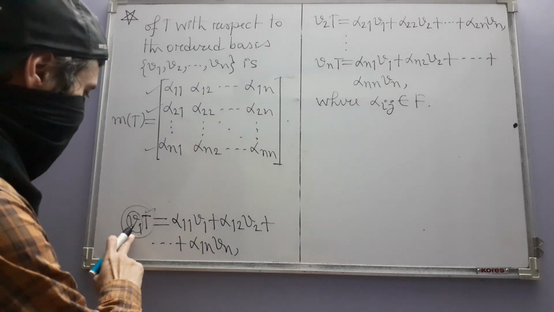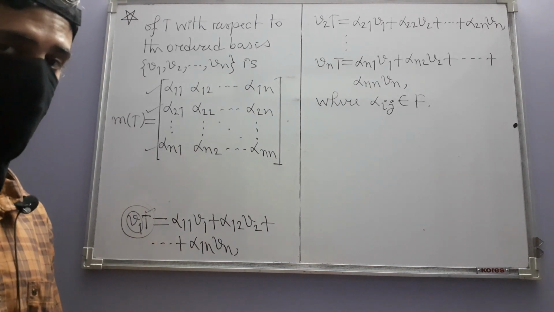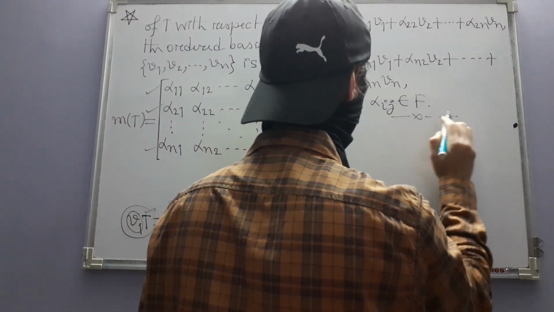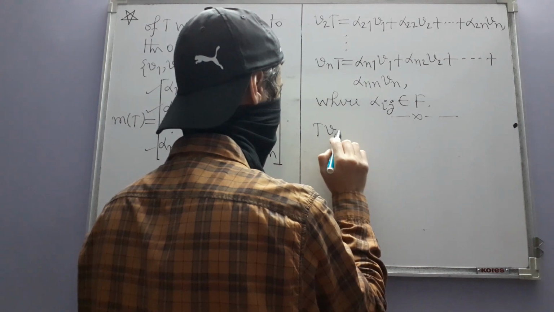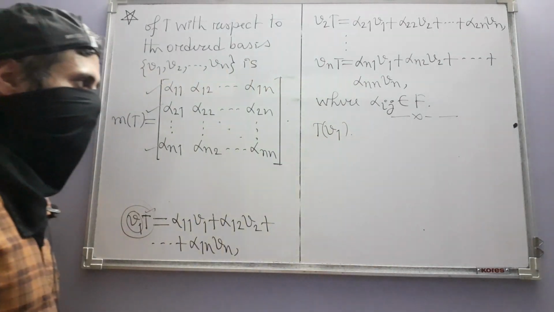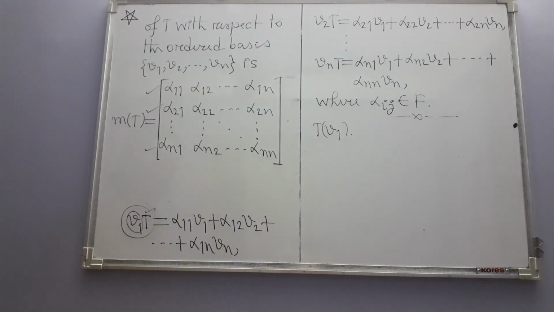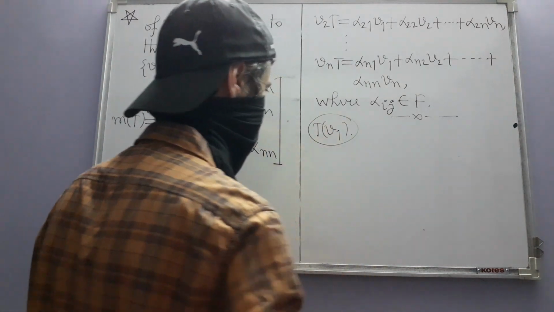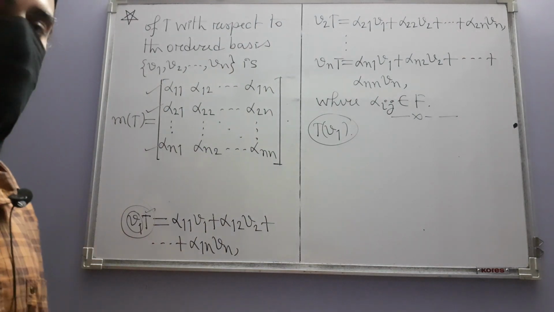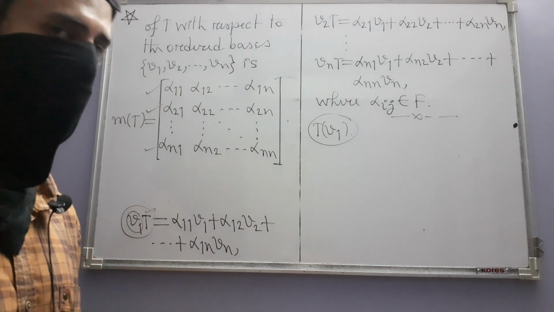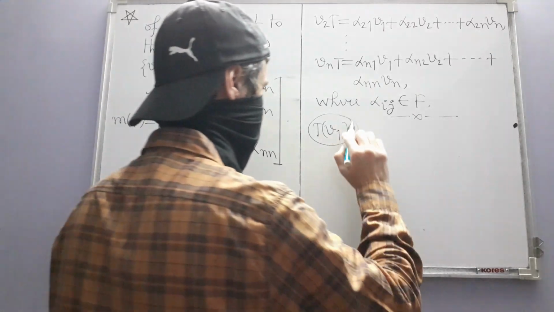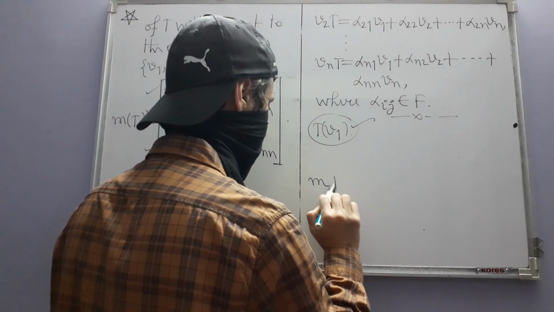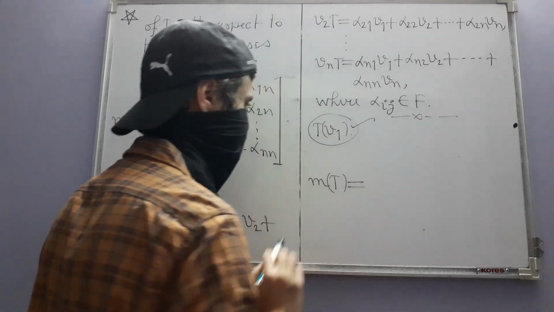In this text we are writing V1T, but in other texts, and in fact the more common notation is T of V1, T of V2 and so on. The texts where this more common notation is followed, for them actually the associated matrix will be different. Those who are following the common function notation, for them M of T will look like this instead.